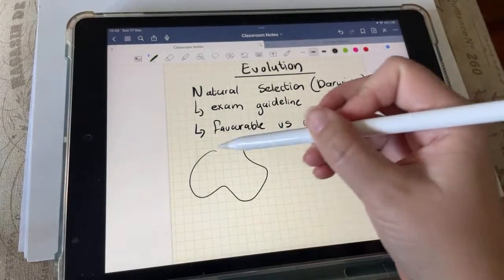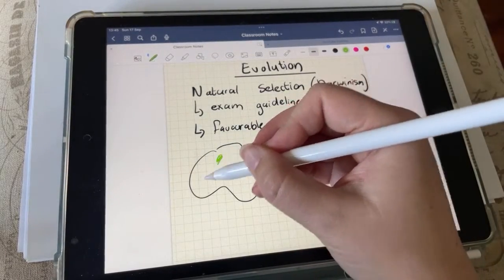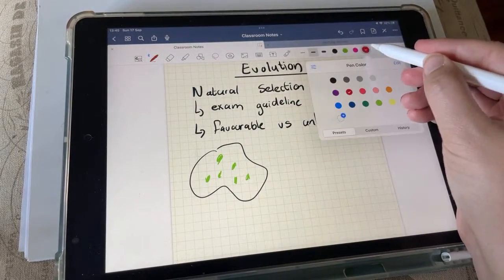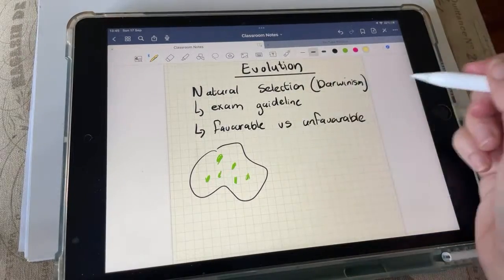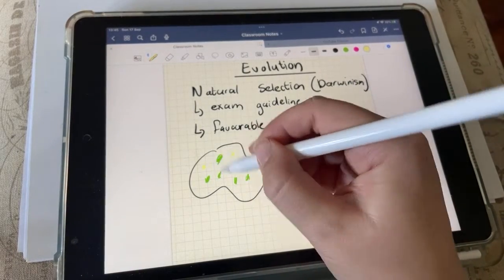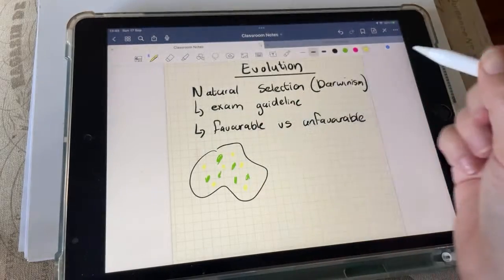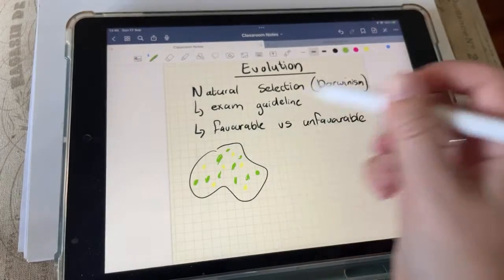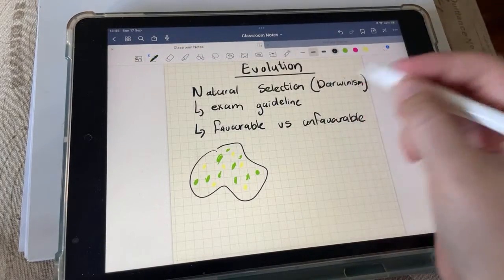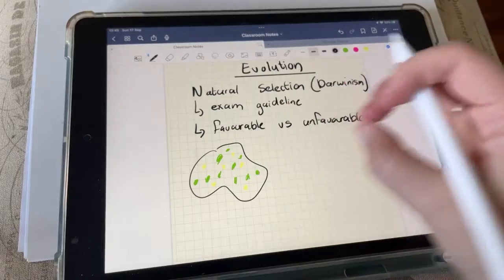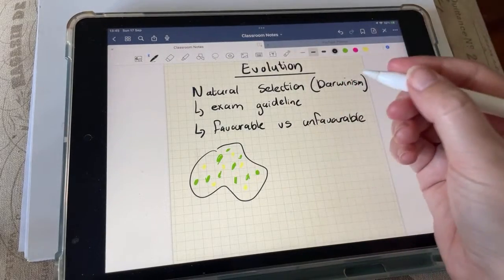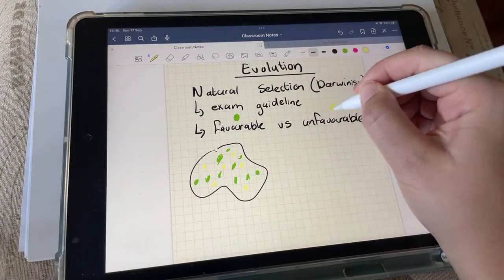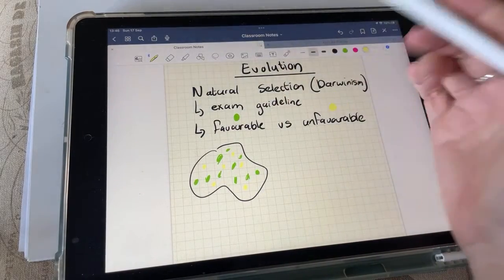So a classic example I did with my members the other day in a video was, you have a pond and it's filled with green frogs and yellow frogs. They're all the same species, by the way. They're just different colors. And let's say that the pond is also filled with green algae, which means it's favorable to be green. It is unfavorable to be yellow because you're more easily seen by predators.